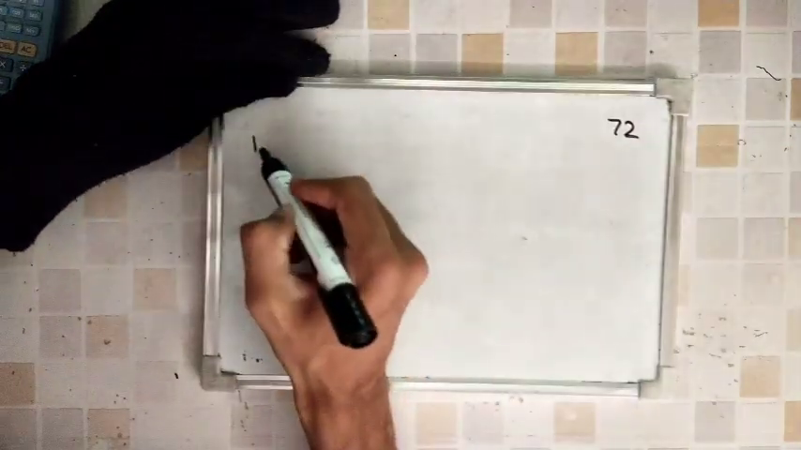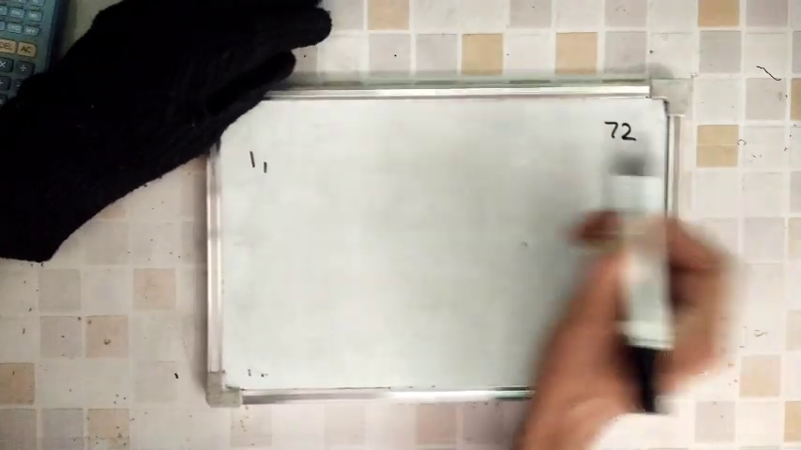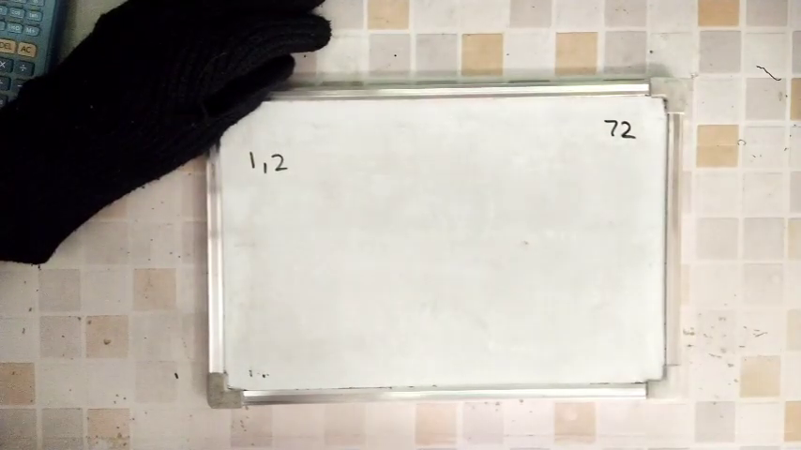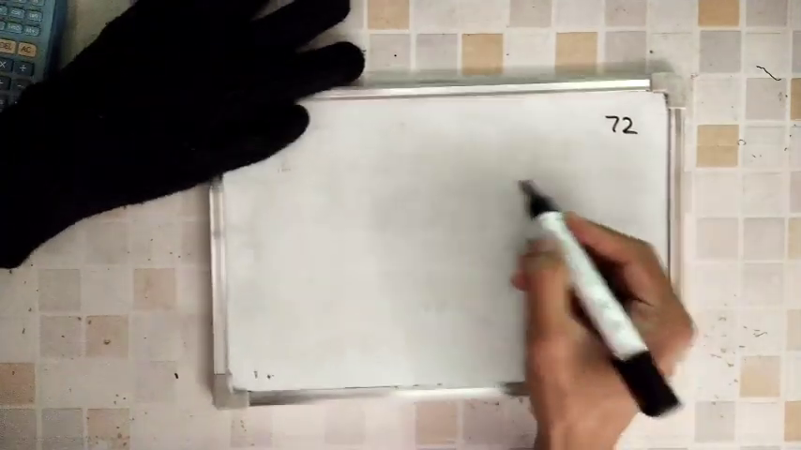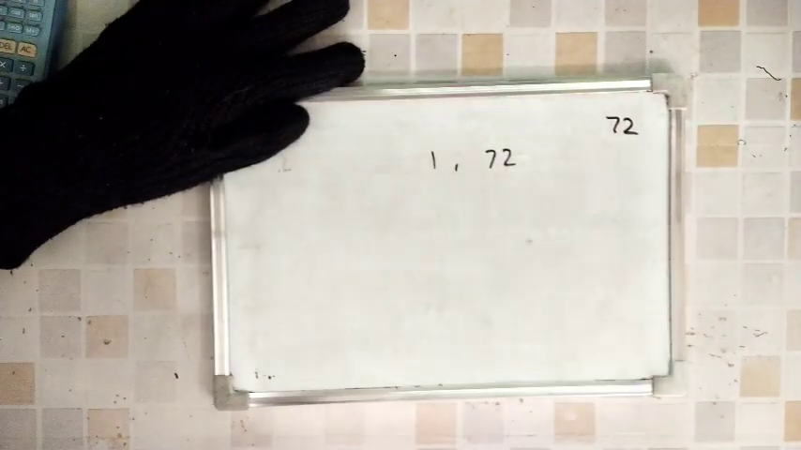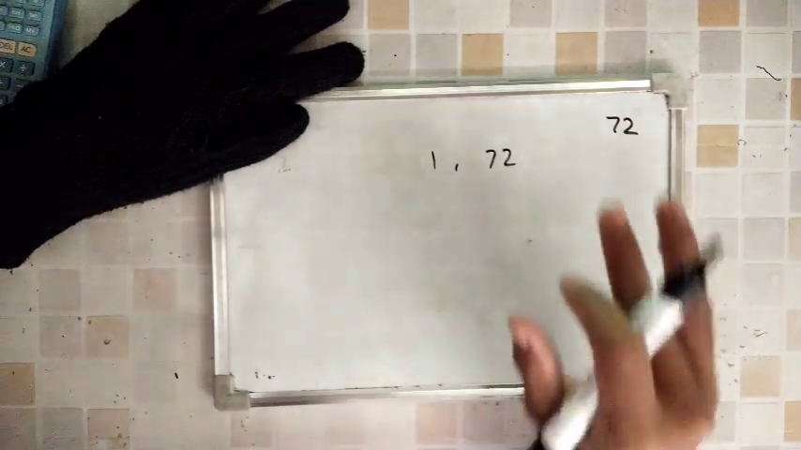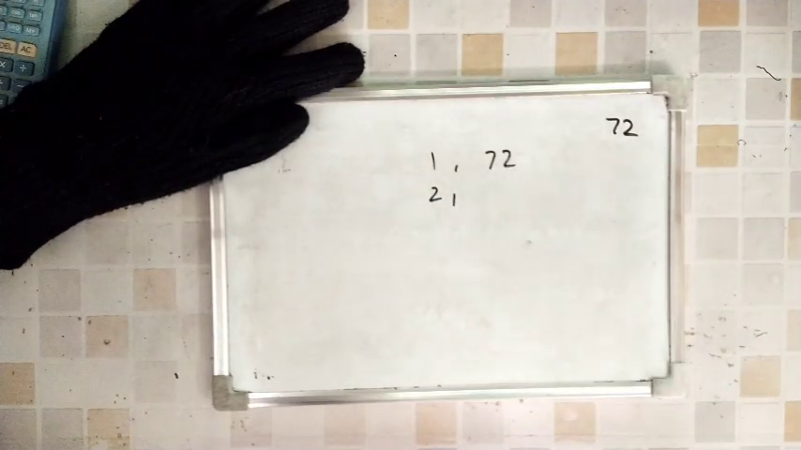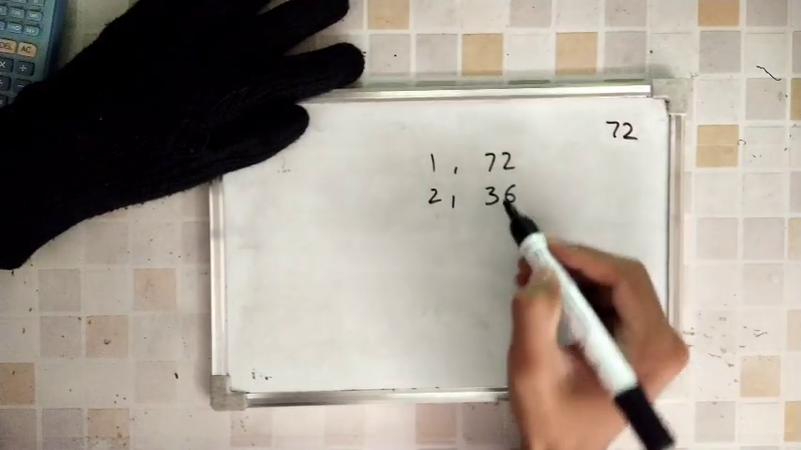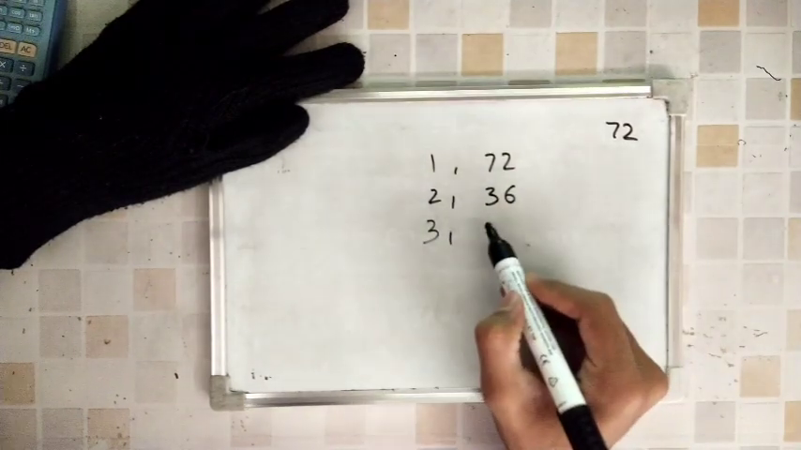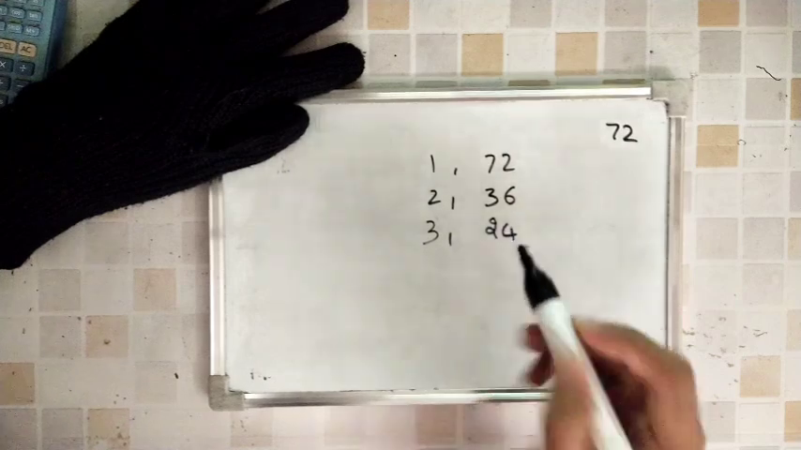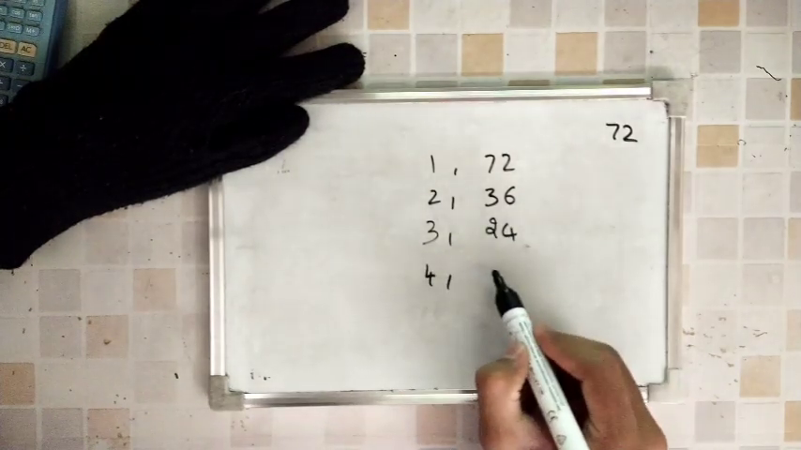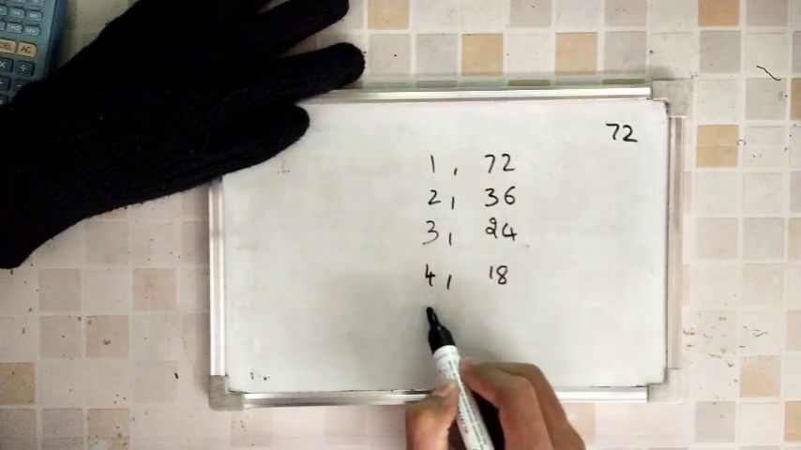So 1 divides 72, 1 divides every number. Then 72 is divided by 2, that is 2 into 36. Let me write like this: 1 comma 72. Then I have to take two numbers which, if I multiply, I get 72. If I take 2, 2 into 36 gives 72. Is 3 a divisor? Yes, 3 into 24 gives me 72. Then 4, yes, it is also a divisor, 4 into 18. 5, no, 5 is not a divisor.